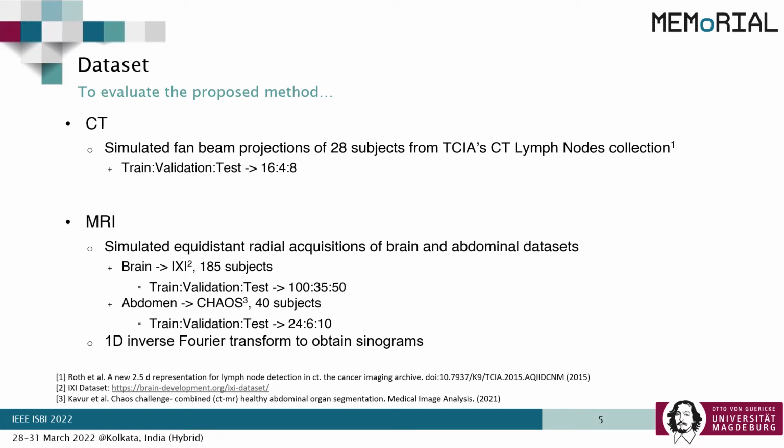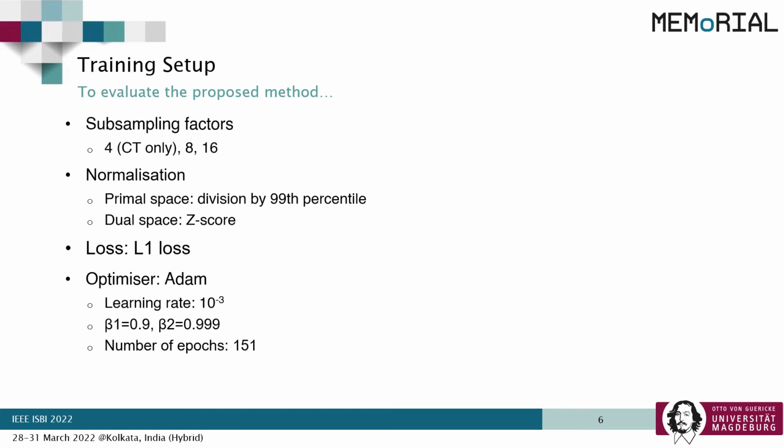10. Equidistant radial acquisitions were simulated for both these MRI datasets, and then a one-dimensional inverse Fourier transform was applied on each spoke to obtain the sinograms. We have experimented with 3 subsampling factors: 4, 8 and 16.